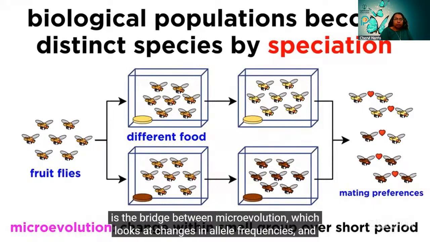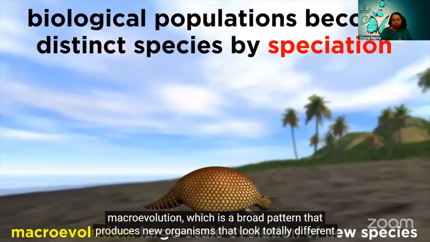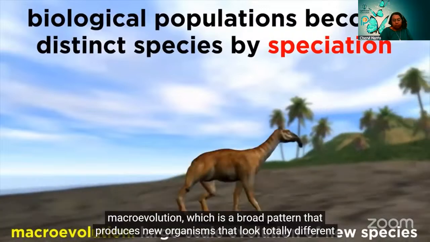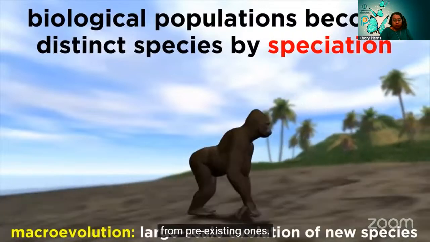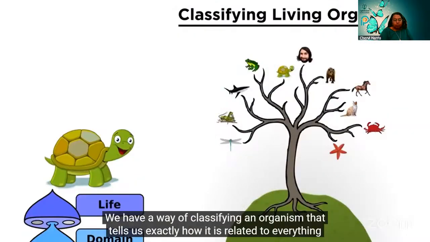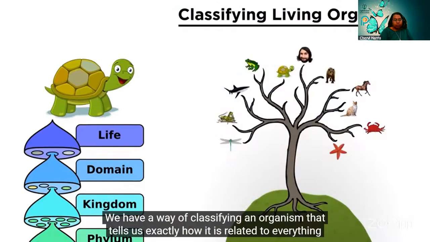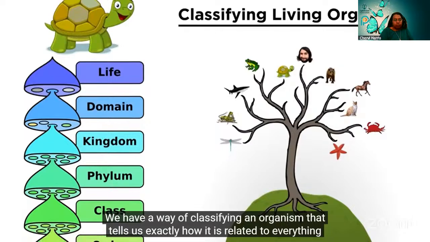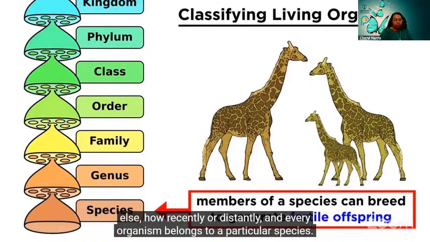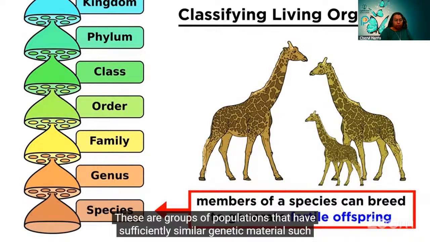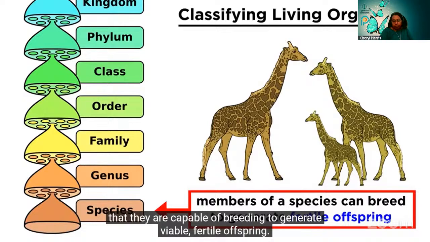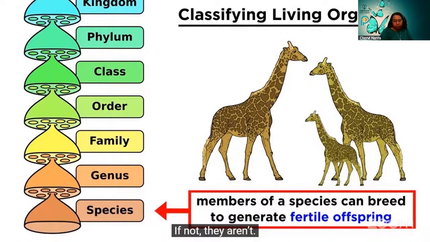the bridge between microevolution, which looks at changes in allele frequencies, and macroevolution, which is a broad pattern that produces new organisms that look totally different from pre-existing ones. We have a way of classifying an organism that tells us exactly how it is related to everything else. How recently or distantly, and every organism belongs to a particular species. These are groups of populations that have sufficiently similar genetic material such that they are capable of breeding to generate viable, fertile offspring. If two organisms can do this, they are of the same species.